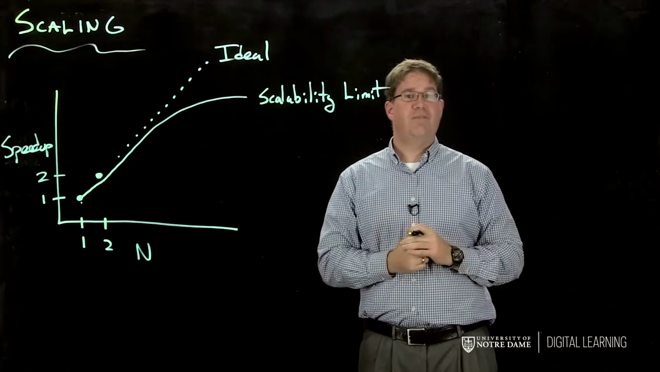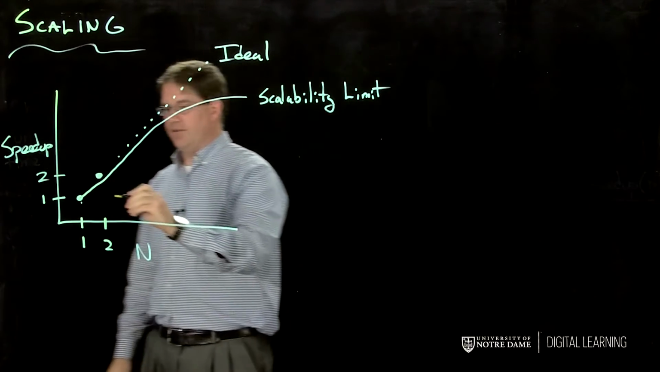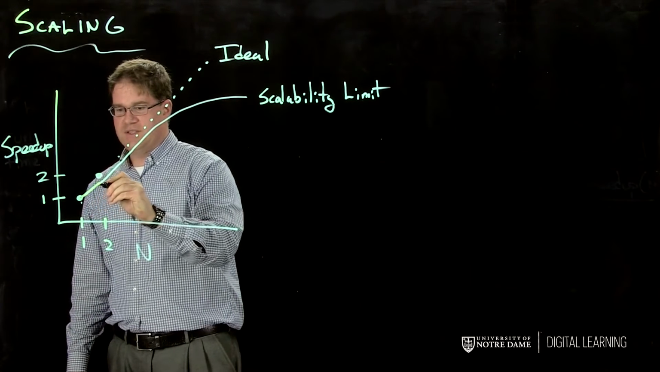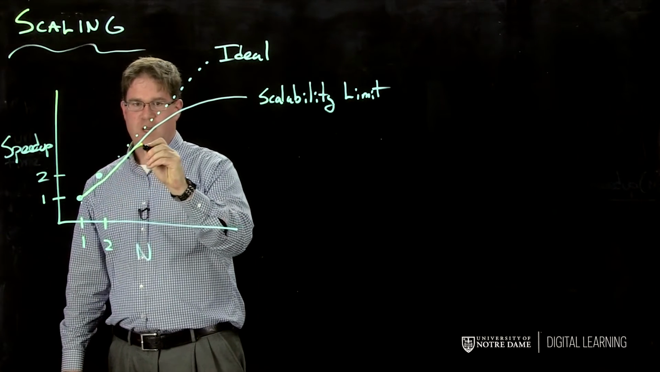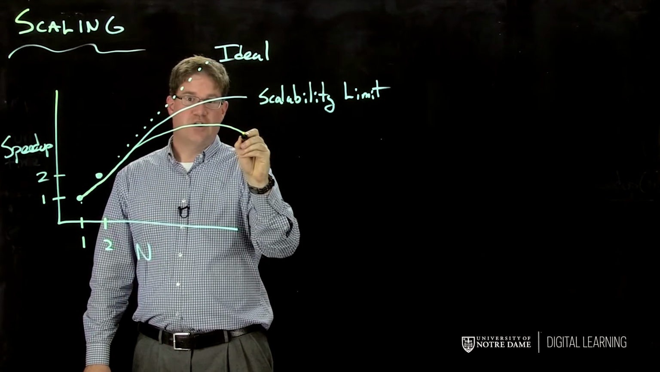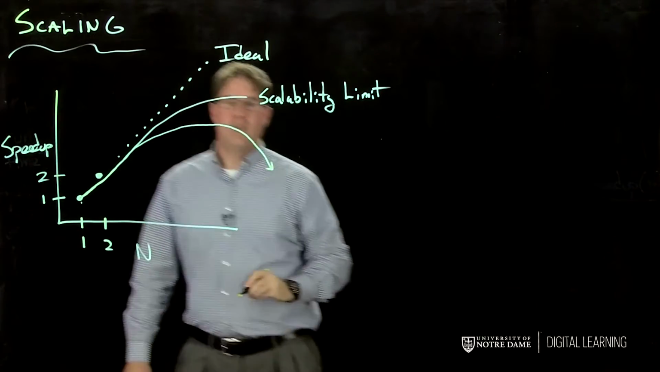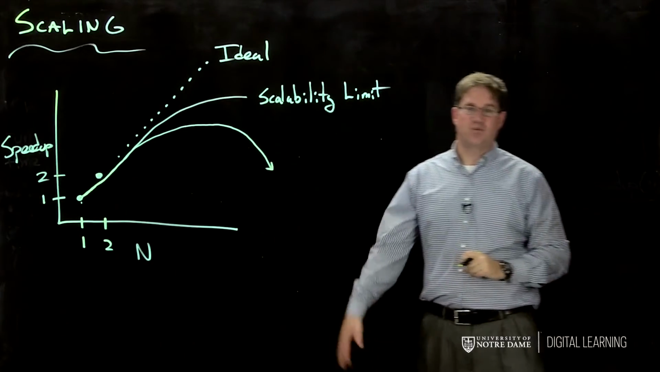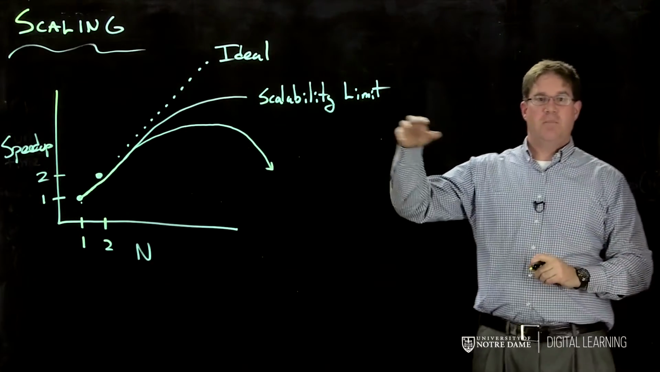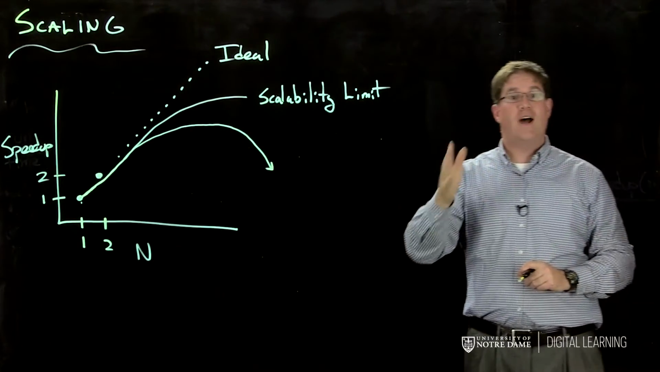Now, unfortunately, not every application behaves this way. Sometimes you see the following behavior. As n increases, the scalability goes up, and then it reaches some plateau, and that's okay, but then it can start to go down. Okay? And so such an application has reached its scalability limit, but as we increase the number of cores, the performance gets worse. Now, why is that?